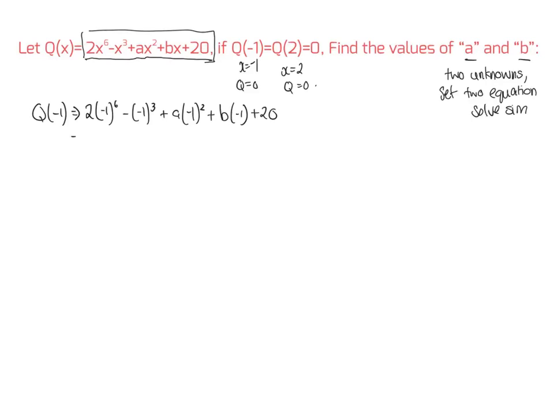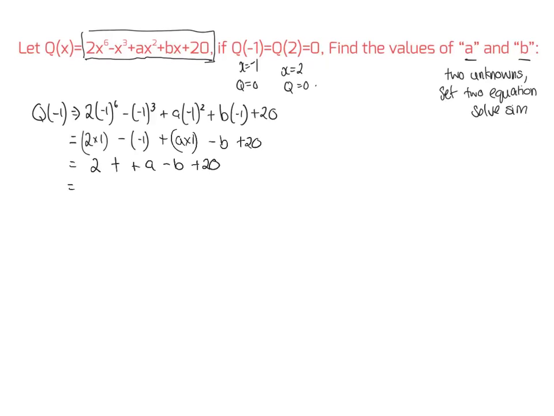Now, -1 to the power of 6, if you've got a negative number to an even power, which is 6, you're going to get a positive. So that'd be 2 times 1, so that's 2. Now -1 to the power of 3 is -1. -1 squared is 1, so you'll get a times 1. And then you're going to get minus b plus 20. Now these two minuses become plus 1, so we have 2 plus 1 plus a minus b plus 20.